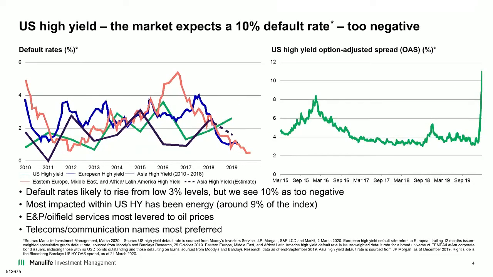If we move on to slide 4, here we want to highlight the US high yield market, which is pricing in default rates of around 9 to 10%. This level we see as too negative. We see defaults rising from the historical low 3% level, but we don't see 9%, and therefore we see segments of high yield as overly negative, and therefore it's a key area we are constructive about for a typical designated income portfolio.